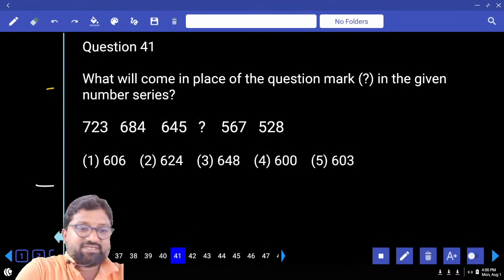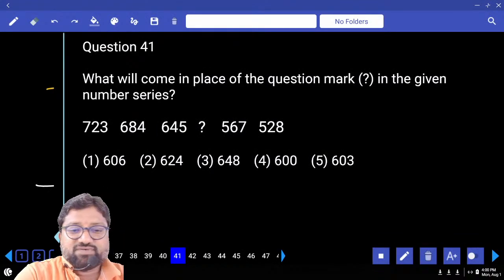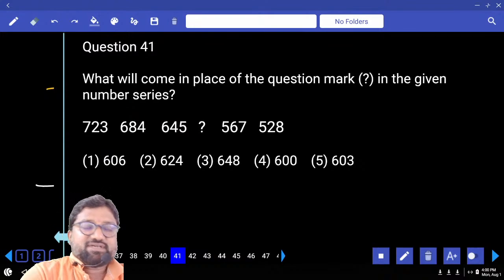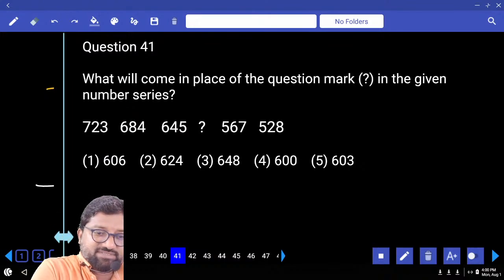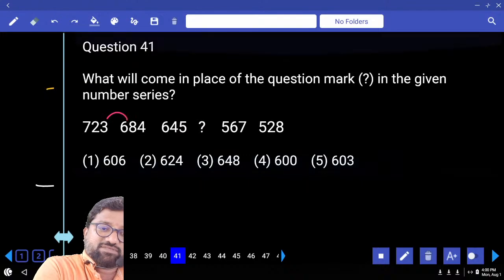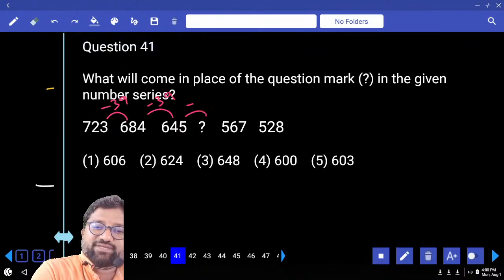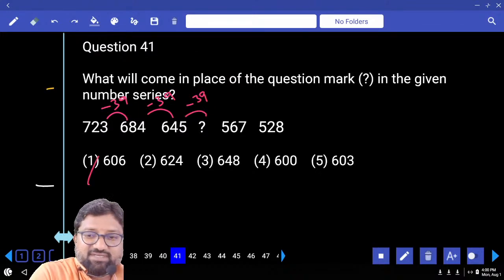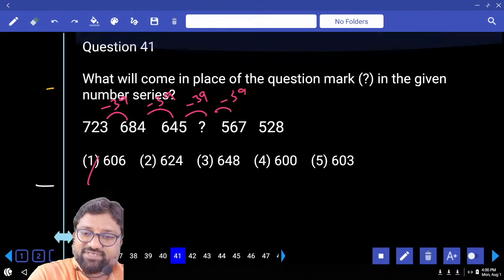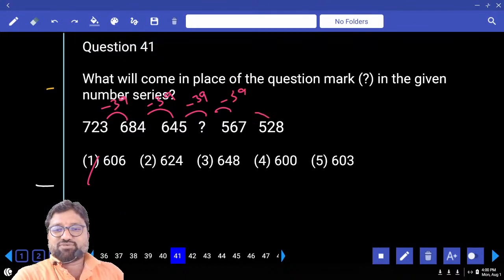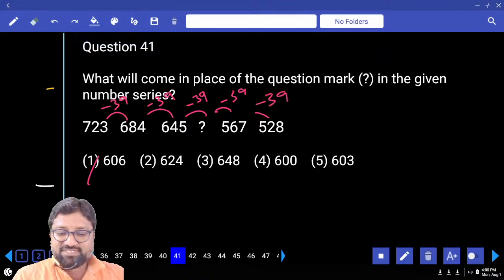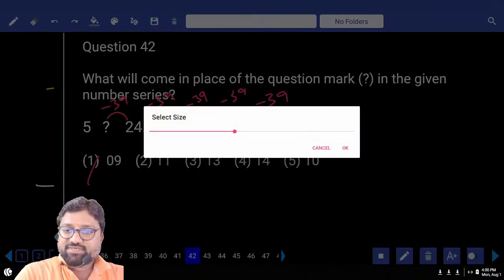Increasing or decreasing? Decreasing. So what am I supposed to do? I should go for the differences. What are the differences between these numbers? This is minus 39. This is also minus 39, because this should also be minus 39. What will be my answer? 606 minus 39, obviously it is 567. This is also minus 39. So there was a constant difference everywhere with all the numbers. Next question.